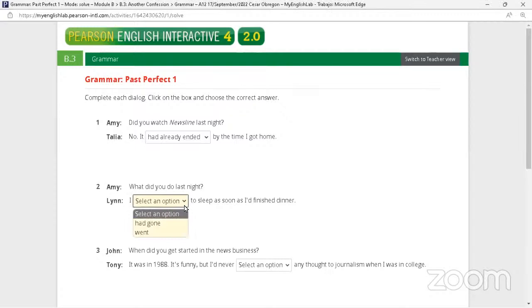What did you do last night? I had gone to sleep as soon as I'd finished dinner. The first.